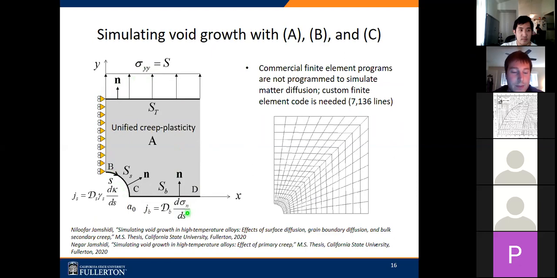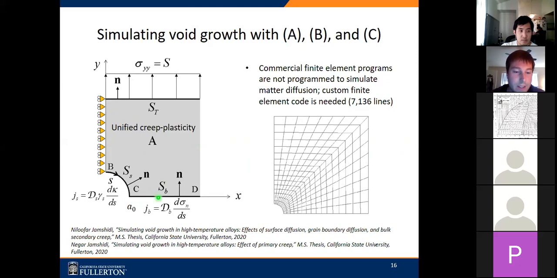Essentially you've got three ingredients. You've got the unified creep plasticity that occurs within the actual material. You've got diffusion of matter along the void surface, described by Fick's law here. And then you've also got diffusion of matter along the grain boundary, which is also described by Fick's law. You've got a remotely applied stress S acting on this surface up here. And then you've got boundary conditions over here because it's a symmetry plane. It's not allowed to translate in the horizontal direction.